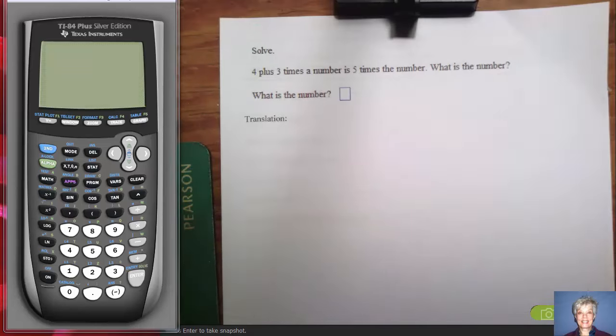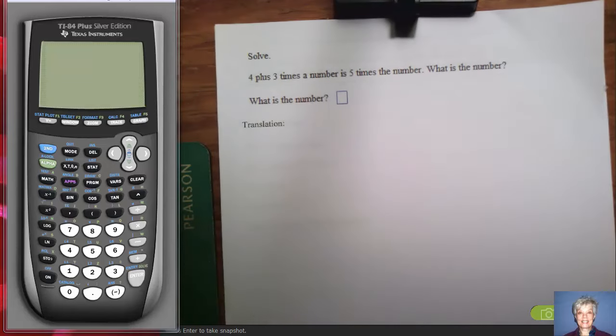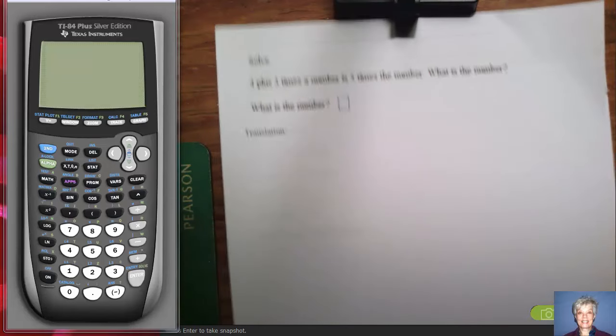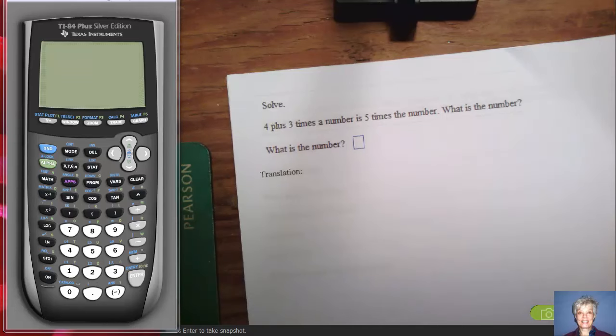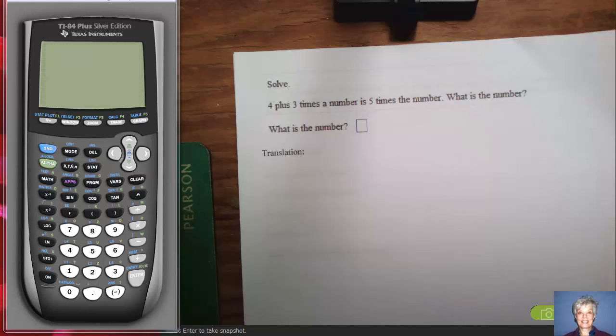Okay, let's try another one. How about 4 plus 3 times a number is 5 times the number? Well, that sounds like French, doesn't it? But it's not.